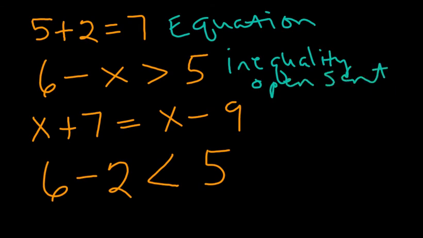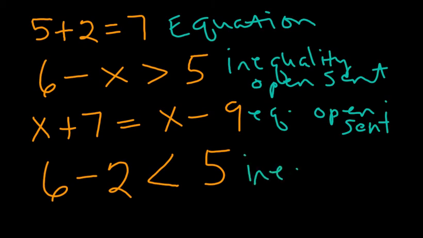The third example is an equation. It's got an equal sign, and it's also an open sentence. It has variables. The last one is an inequality. It uses one of the 4 inequality signs, but it's not an open sentence because it doesn't have any algebra in it, no variables.